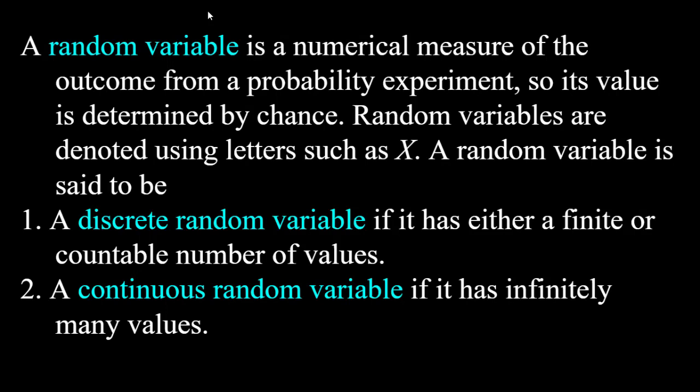Remember, a random variable is said to be, first, a discrete random variable if it has either a finite or a countable number of values, or second, a continuous random variable if it has infinitely many values. Usually discrete ones are counts of something, and we dealt with a lot of discrete random variables in Chapter 4. Many times continuous ones are measurements. That's our guidance as we look at how to tell the difference between the two.